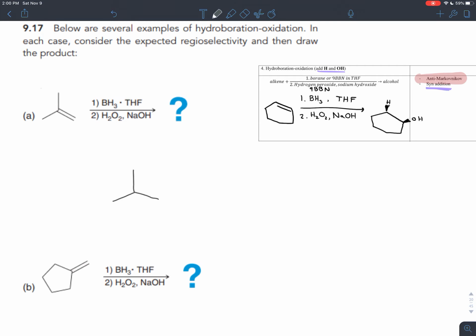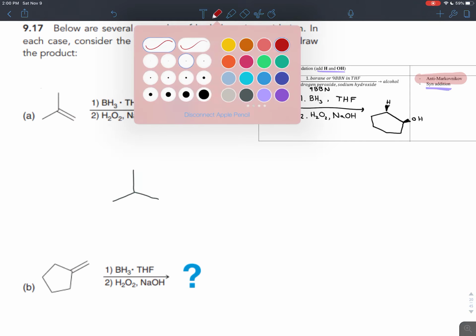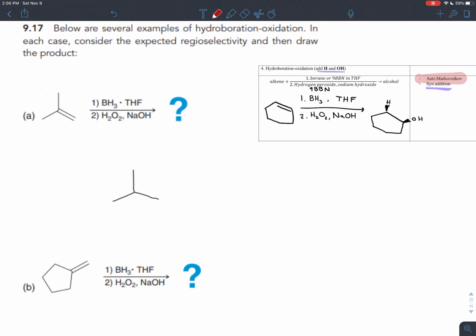None of the sigma bonds are going to change. It's just the pi bond that's going to get used up. We're going to use the pi electrons to help stick stuff onto this molecule. Okay, well, it's anti-Markovnikov. So we have to think about which carbon. That means the hydrogen is going to go to the more substituted carbon.